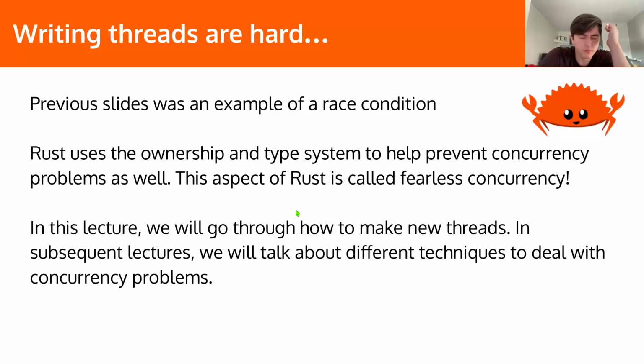So these race conditions are very common when you are working with threads, and Rust uses ownership and types to help prevent these problems. This is called fearless concurrency. So today we're covering how to make new threads, and soon we'll talk about more advanced concepts.